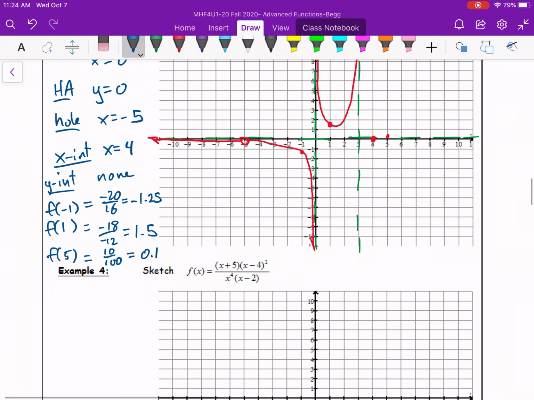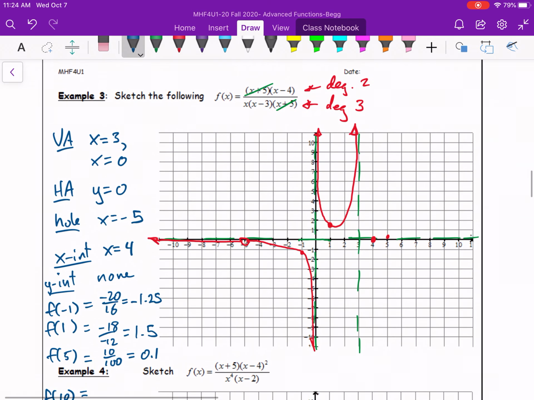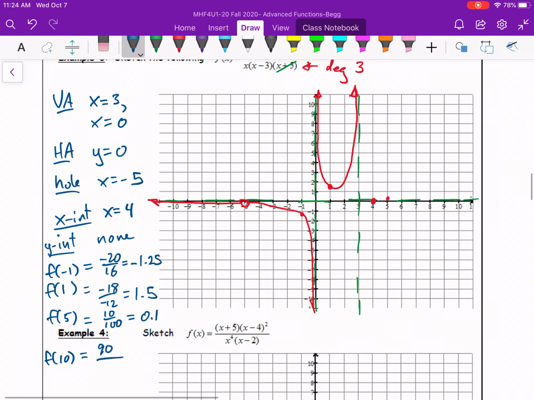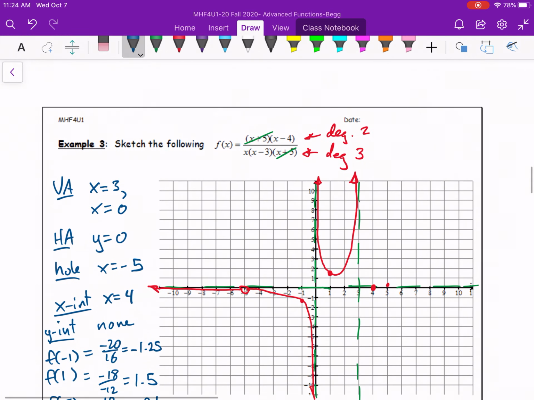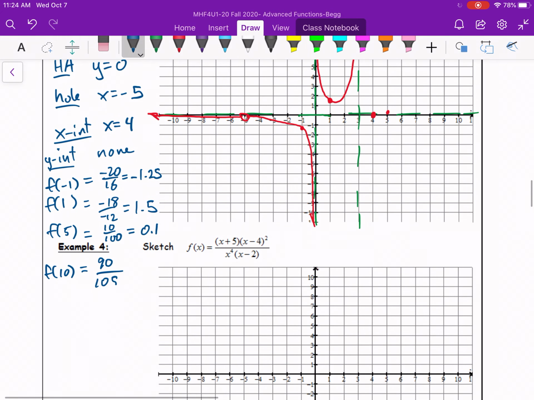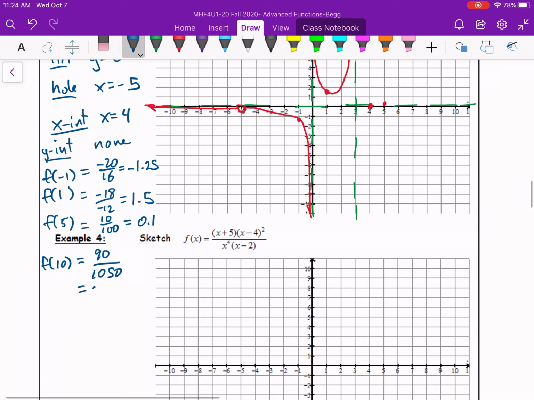So let's try one more. Let's try f at 10. Now, I didn't pre-calculate that one, so let's just calculate it now. Grab my calculator so I don't make any silly mistakes. So if I put 10 in for x, I get 15 times 6. So I get 90 over 10 times 7 times 15, 1050. Well, 90 divided by 1050 is 0.009, let's round it to.